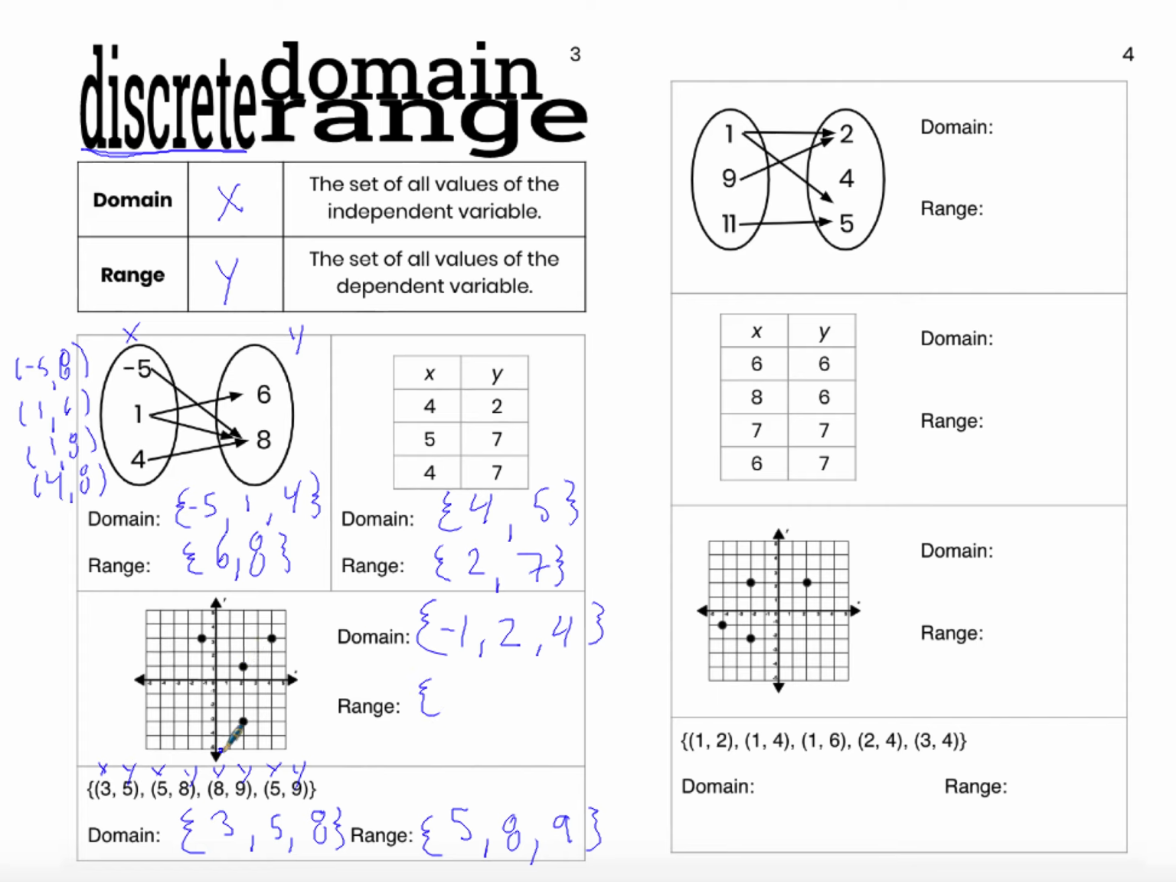Now for range, let's start from the bottom because that's the smallest y. We have a y value of -3. Going up, now we have a y value of 1. Going up, and our largest value of that dependent variable is 3. There are 2 points with a y value of 3, but I only write it 1 time.